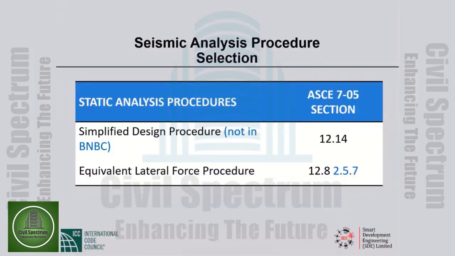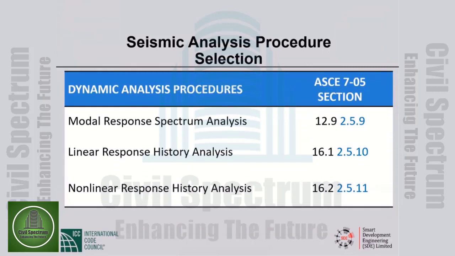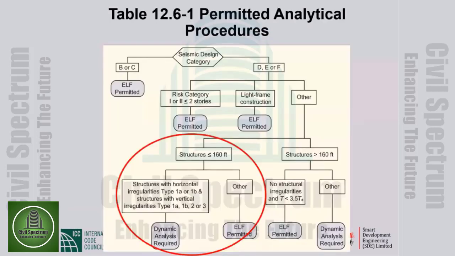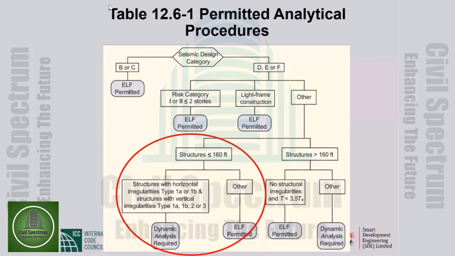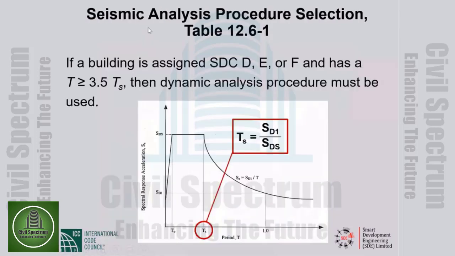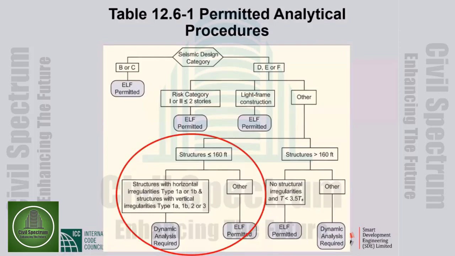Seismic analysis procedures we talked about yesterday. We have simplified analysis that you don't have in BNBC, which is well and good. Equivalent lateral force procedure, then the dynamic analysis procedures, modal response spectrum, linear response history analysis, nonlinear response history analysis. I showed you a version of this chart yesterday. When is the equivalent lateral force procedure permitted, and when will the code force us to do dynamic analysis?